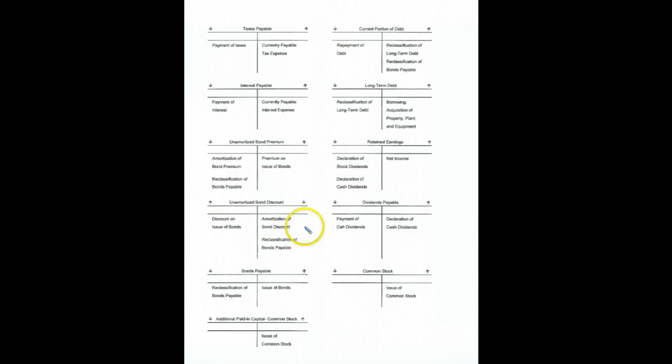And again, we've got all of these accounts. Now, right now, this bonds payable, we're not going to see that for a while. So you're not going to see that yet. So don't worry about it.